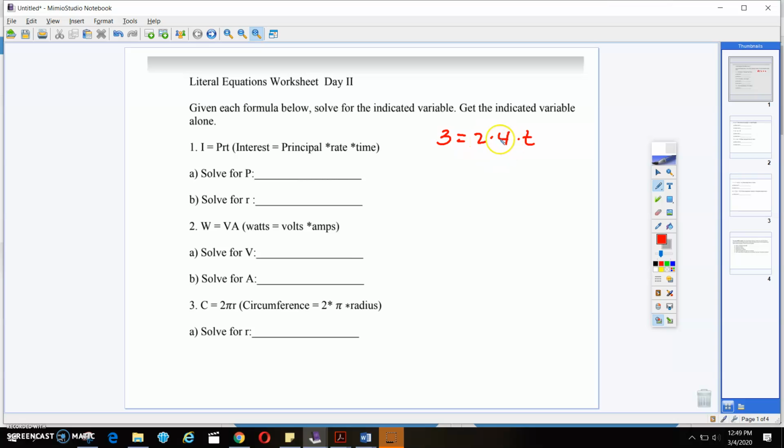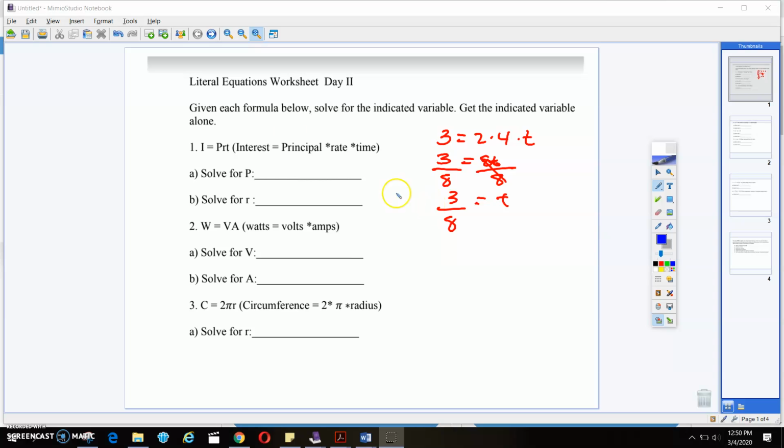Well, 4 times 2. So you would first do 2 times 4, and that would give you 8, right? And then you would divide by 8 on both sides, okay? And then that would mean t equals 3/8, okay? So we're going to implement that exact same thought process. Number 1 is the same thing as what we just did, okay?